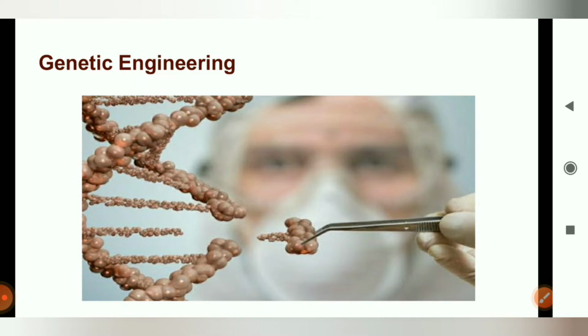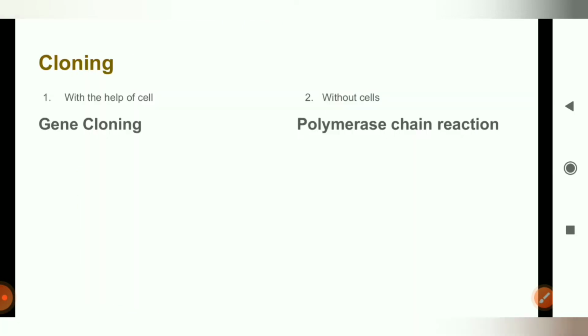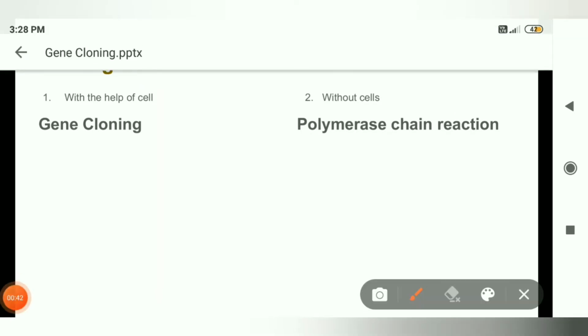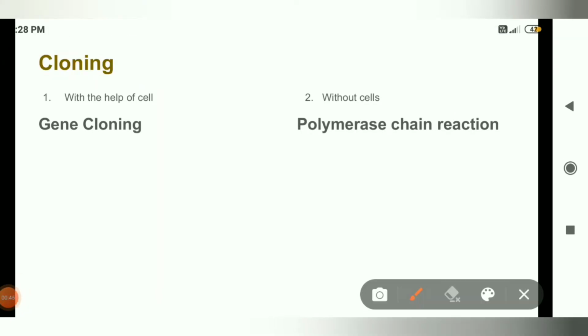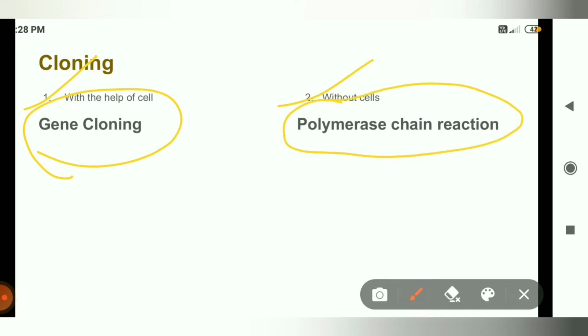So, the main aspect of genetic engineering is cloning. Cloning is nothing but a technique or a procedure which is used to make exact copies of living things. So, cloning can be performed with the help of cells or without the help of cells. If we carry out cloning with the help of cells, it is known as gene cloning. If we carry out cloning without the help of cells, it is mainly called polymerase chain reaction.